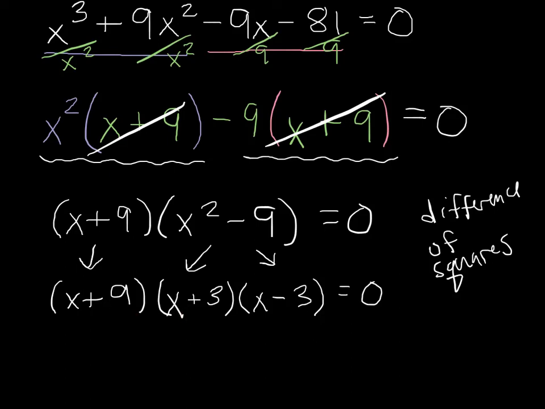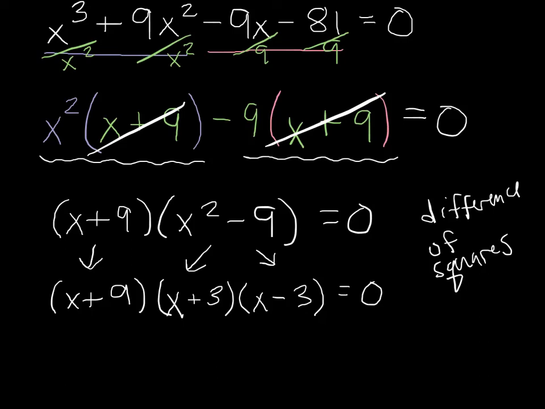Now, typically when we're just factoring, at this point we're done. We're done with the whole thing. There's nothing else we can do. But because we have this equals 0 here, that kind of changes things. So only when you have equals 0, and it's only when you have equals 0, I really want to emphasize that. That's very, very important.